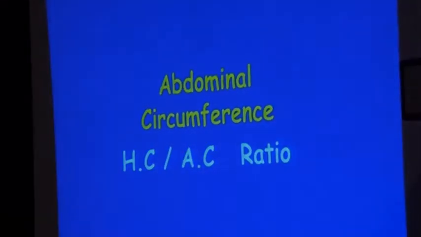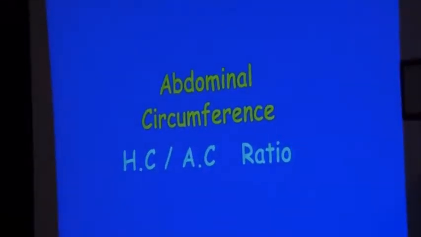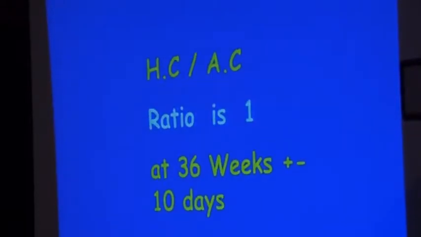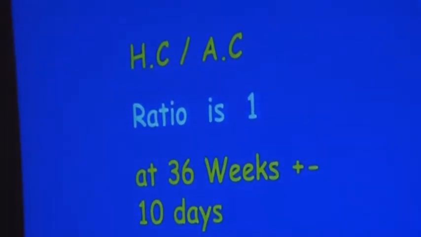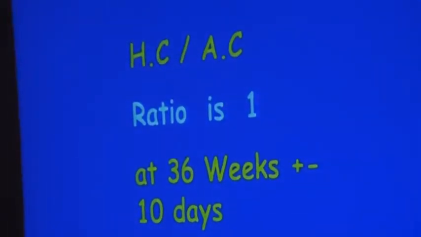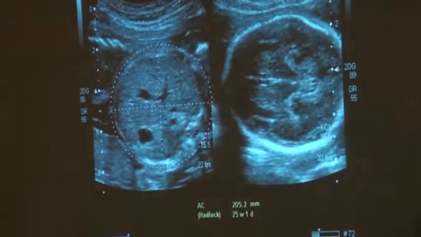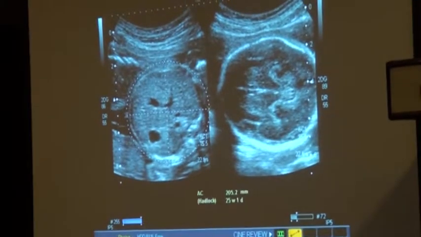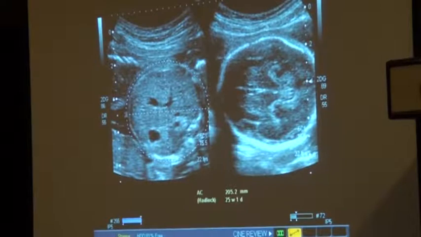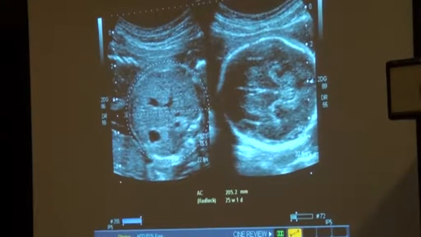Head circumference to abdominal circumference ratio. HC/AC ratio is 1 at 36 weeks plus or minus 10 days. Why? Because we want to diagnose IUGR on that basis. So you take the two images side by side, the head circumference and the body circumference, and correlate that. If it is 34 HC, 34 AC, 34 divided by 34 becomes 1, plus or minus 10 days.